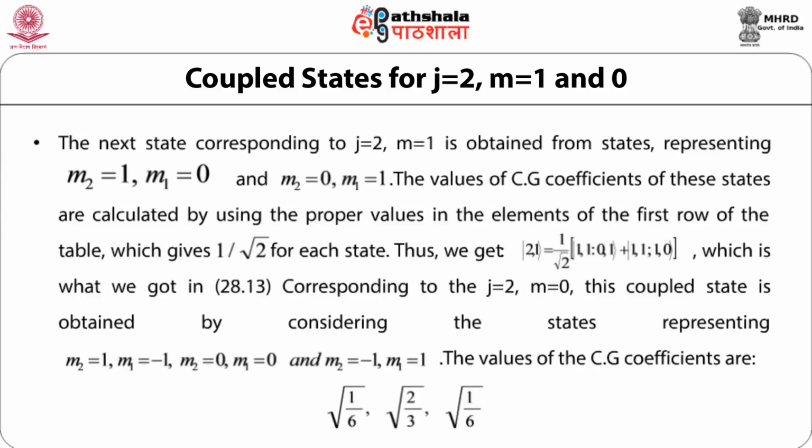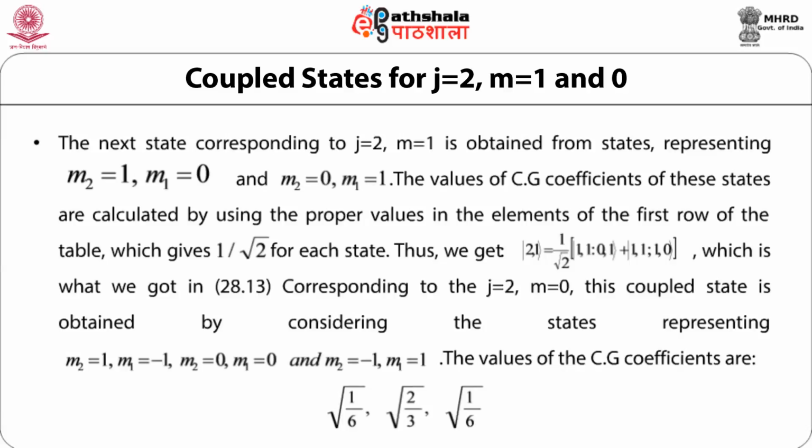Thus we get the total coupled state, given by the state 2, 1 corresponding to j equal to 2, m equal to 1, is equal to 1 by root 2 times bracket open state (1, 1; 0, 1) plus the state (1, 1; 1, 0) bracket close, and this is the result that we had also got in module 28.